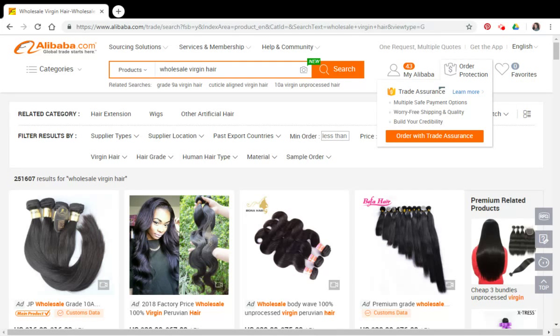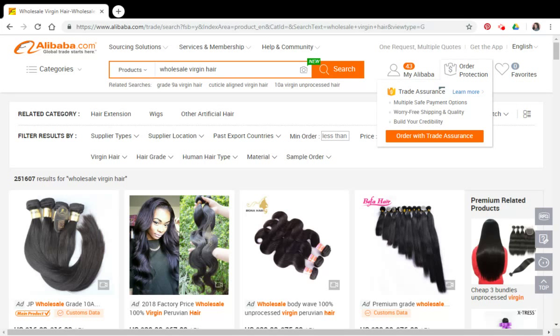Okay. You also want to make sure that the photos of the actual hair bundles are consistent, meaning if they say it's body wave, it should look like body wave. If they claim that they're selling some type of curly hair, the hair should be curly. Okay. Also, the descriptions of the hair should match the pictures of the hair.